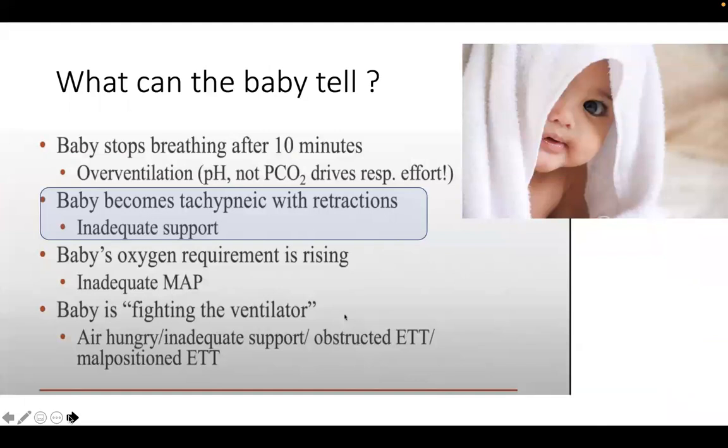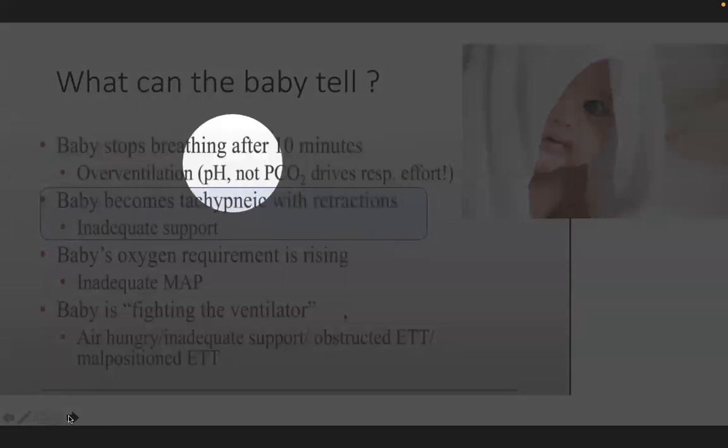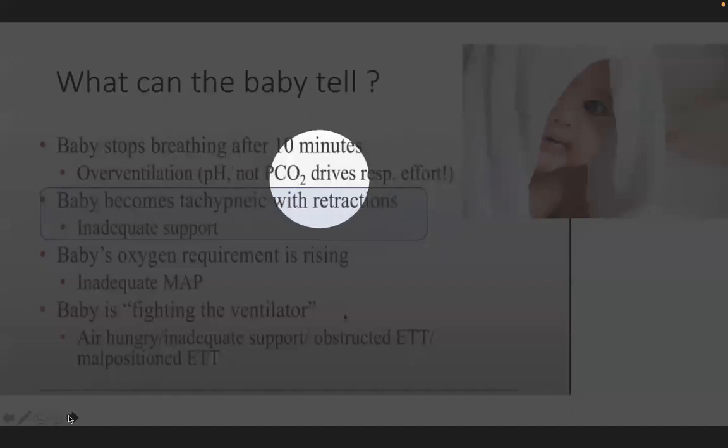So the baby gives us a lot of information at the bedside. It is not only the ventilator or the graphics that we should see. We should also closely monitor the baby. If the baby stops breathing after 10 minutes or after a few times, it can be due to overventilation. And one important thing is that it is mainly the pH which drives the respiratory effort and not the PCO2. However, we should aim to keep the PCO2 above 35.